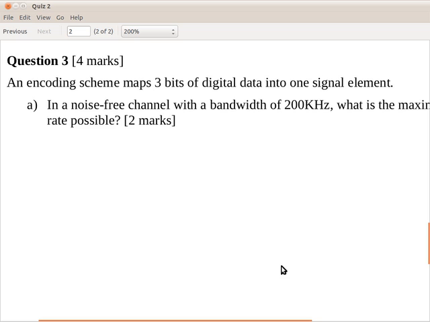So you need to know the Nyquist equation. B, 200 kilohertz, that's easy. We want to find C, what's M? M is 8. Why is M 8? 3 bits. Yeah, 3 bits of digital data mapped into one signal element.